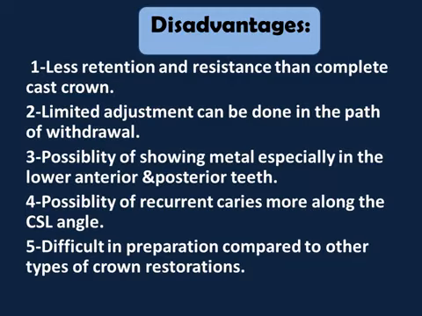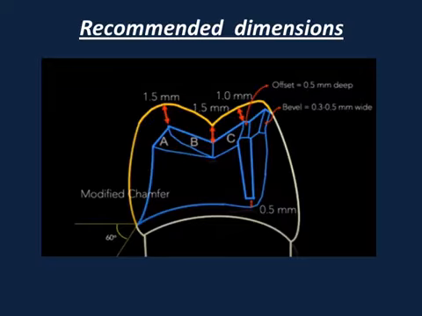The recommended dimensions for the 3/4 crown, as you see in this picture for the upper molar, will be 1.5 mm on the functional cusp and 1 mm on the non-functional cusp, and the occlusal clearance should be 1.5 mm. Besides that, we need a bevel less than 0.5 mm on the facial cusp, and this bevel should extend to the lingual embrasure.